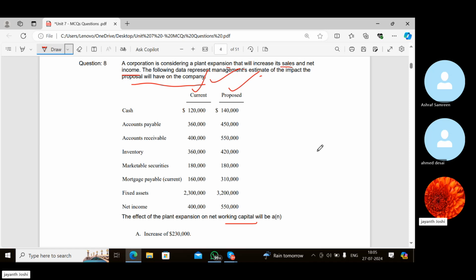So you can do one thing, right? You can find out the working capital in the current case and proposed case and tell me what you are seeing there. This is the current scenario. This is after the proposal. You tell me what is the effect of the plant expansion on working capital, whether it is increasing or decreasing. Find out the working capital in this case, apply the working capital formula CA minus CL. Here also you apply working capital CA minus CL. Tell me what is happening.